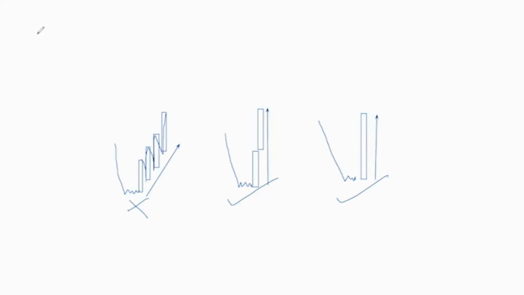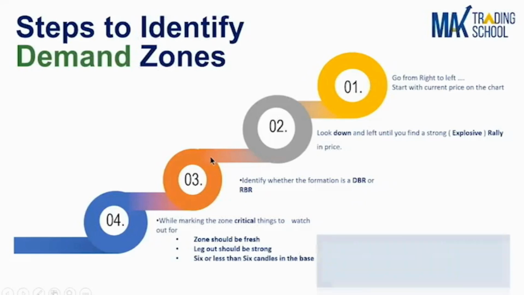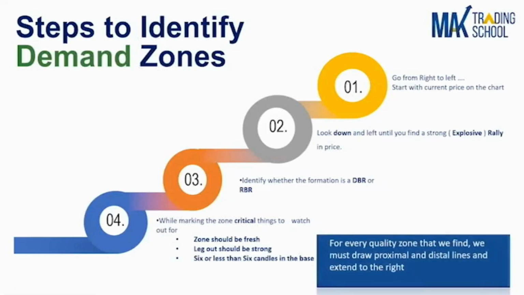Once any level qualifies on all those three fronts, what we need to do is mark the proximal and distal lines. Friends, for marking proximal and distal lines, I'll mark it on the chart.